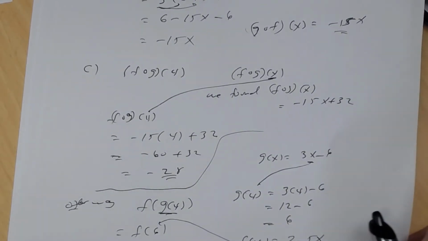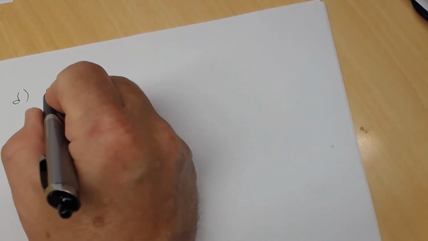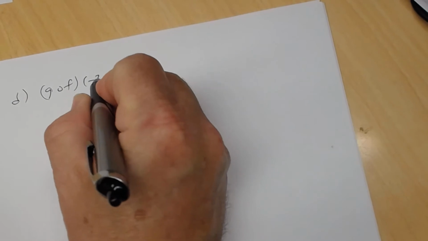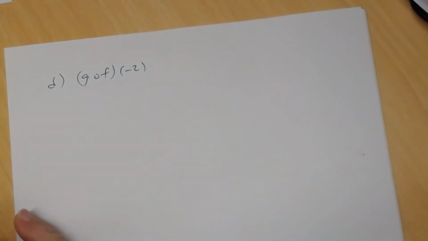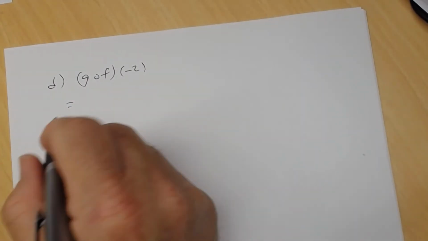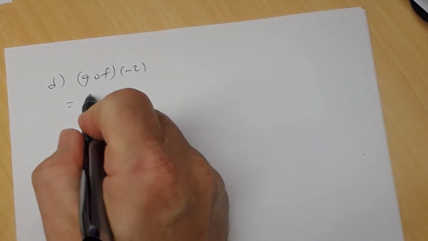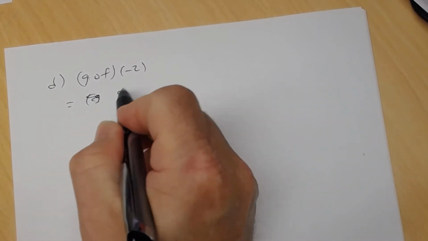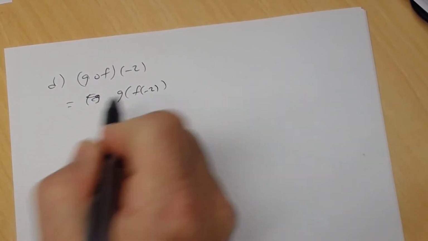All right, let's look at D. Suppose you want to find g of f of negative 2. I'm going to just go ahead and do it using the definition. So by definition, that means g of f of negative 2.